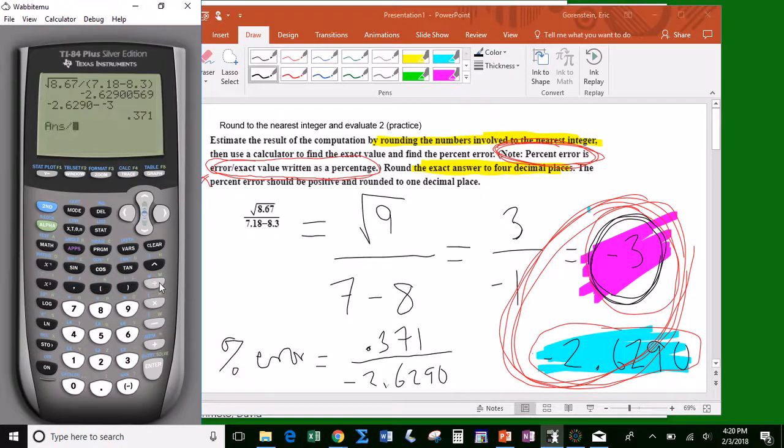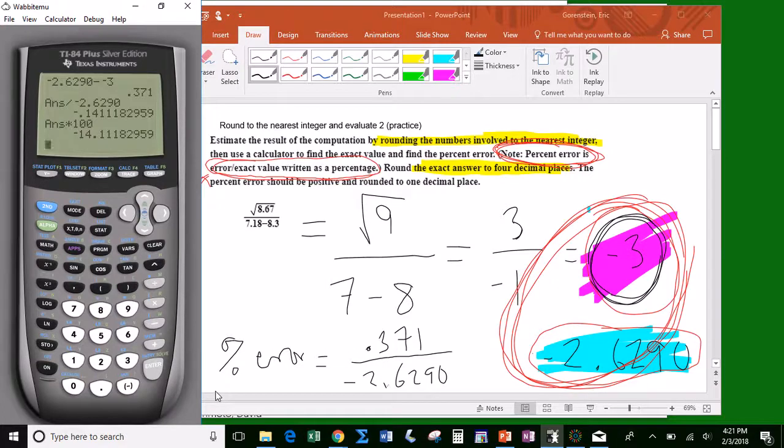Okay, so we'll take this, divide by negative 2.6290. There's our percent error. Going back to the question, if you look at the directions here, the percent error should be positive and rounded to one decimal place. So here we have a negative 0.14, about 14%. Let's convert this decimal to a percentage first. We'll multiply that by 100.